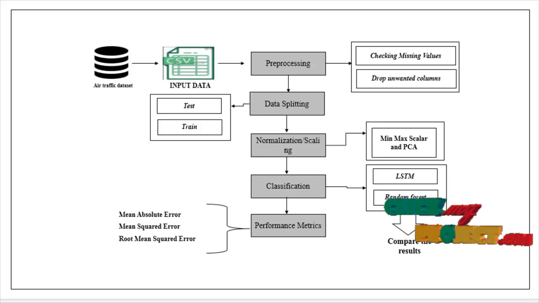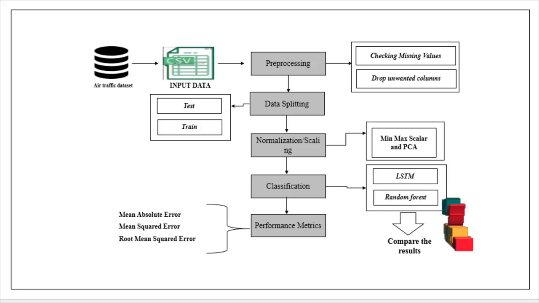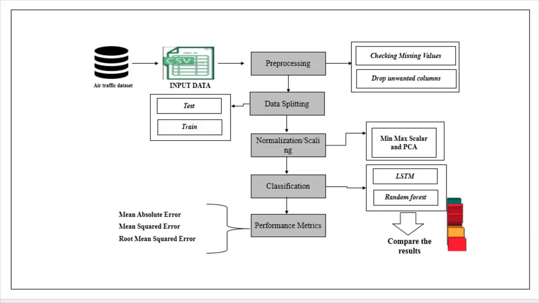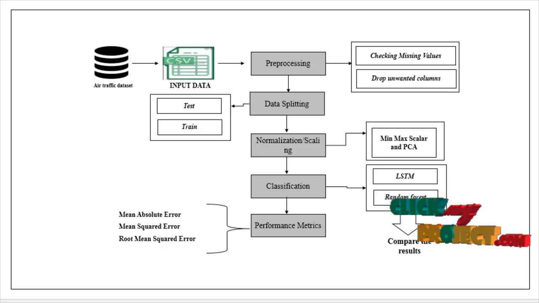In classification we implemented LSTM and random forest, that is long short term memory and random forest regressor. The classified data are carried out to estimate the performance metrics like mean absolute error, mean square error, and root mean square error. Then finally we compare the graph between the above mentioned two algorithms. So this is the flow of our project.